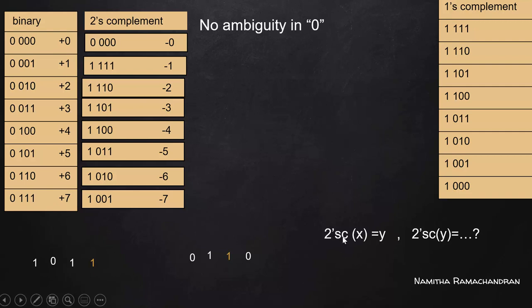Suppose the 2's complemented form of a given binary number x is y. Then what is the 2's complement of y? The answer is x itself. That means the 2's complement of a 2's complemented form is the number itself. The 2's complement of positive 6 is minus 6. Again take the 2's complement of it, and that is the number itself. So the answer is x itself.